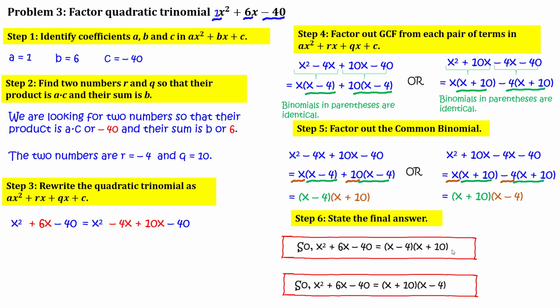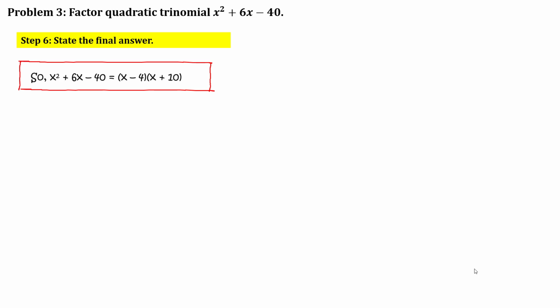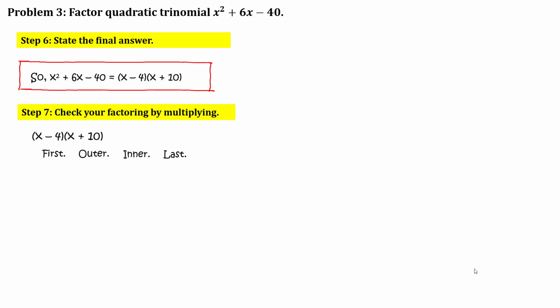Okay. Now, for the final step, pick either one of these to prove. Which one did I pick? I picked x minus 4 times x plus 10. Okay. So how do you prove that you factored correctly? You multiply. So that's step 7. x minus 4 times x plus 10. I'm going to multiply using the FOIL technique.